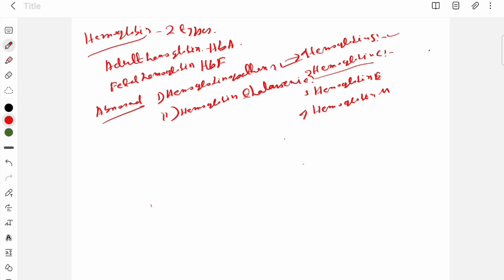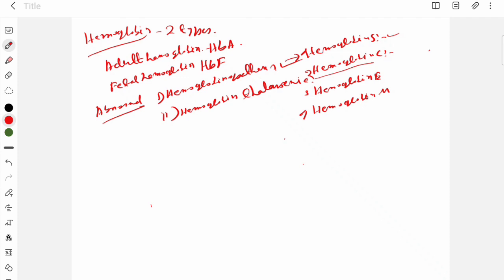Next is hemoglobin thalassemia and related disorders. The polypeptide chains are decreased, absent or abnormal. In alpha thalassemia, the alpha chains are decreased, absent or abnormal, and in beta thalassemia, the beta chains are decreased, absent or abnormal. Some abnormal hemoglobins in thalassemia are GHI, BARTs, etc.